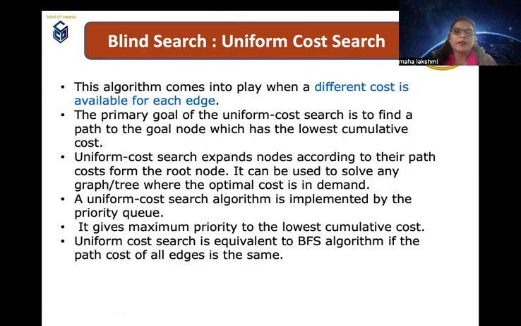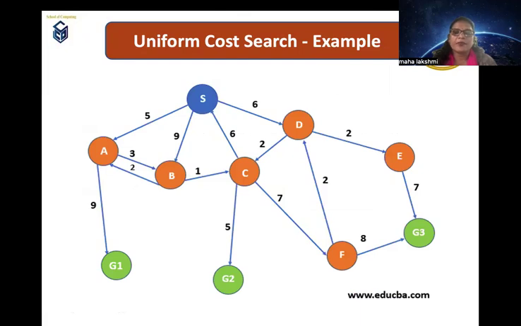It can be used to solve any graph or tree where the optimal cost is in demand. A uniform cost search algorithm is implemented by the priority queue. It gives maximum priority to the lowest cumulative cost. Uniform cost search is equivalent to a breadth first search algorithm if the path cost of all edges is the same. Consider a graph where you have a source node and there are multiple goal nodes.